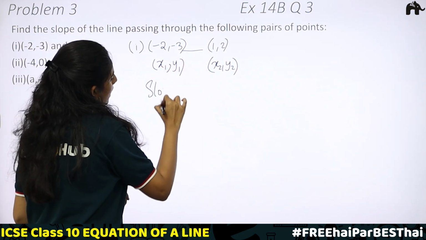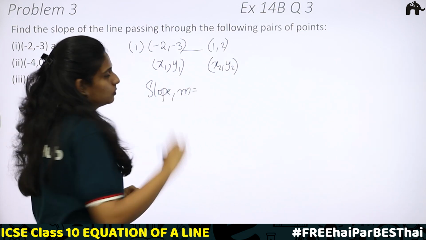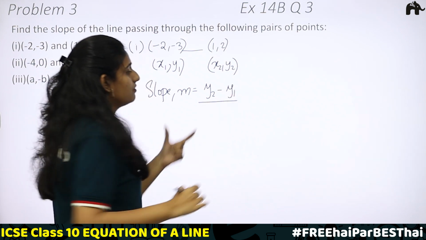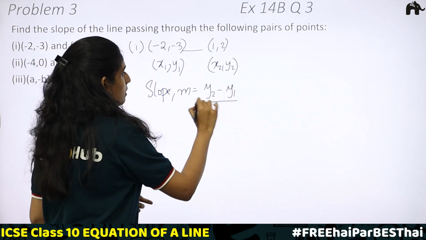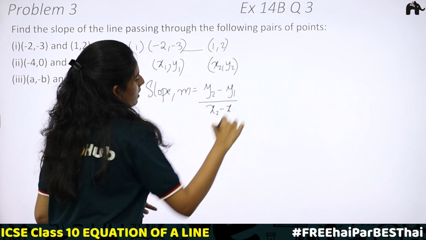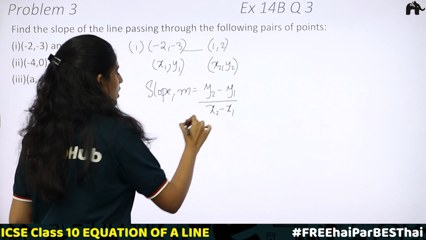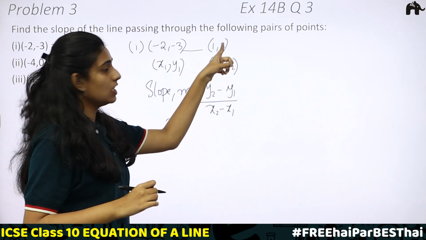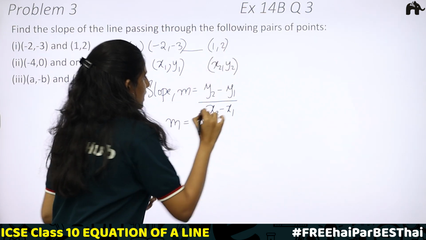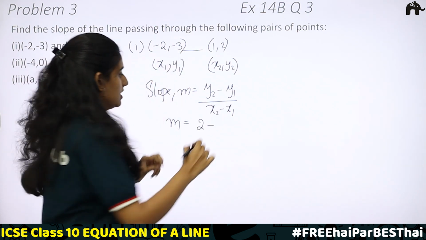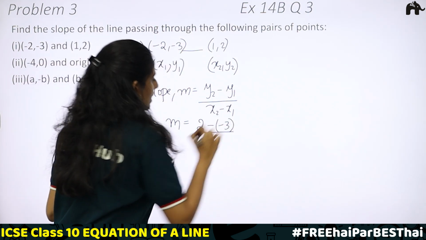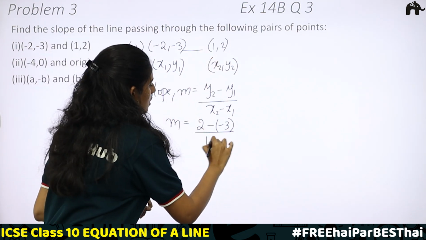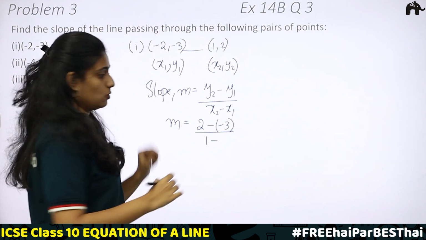Slope m is equal to y2 minus y1, that is the difference of y coordinates, divided by x2 minus x1, difference of x coordinates. Now put the values. m is equal to, here we have y2 is equal to 2 minus y1 is equal to minus 3, minus 3 divided by x2 minus x1. x2 is 1 minus x1 is minus 2.